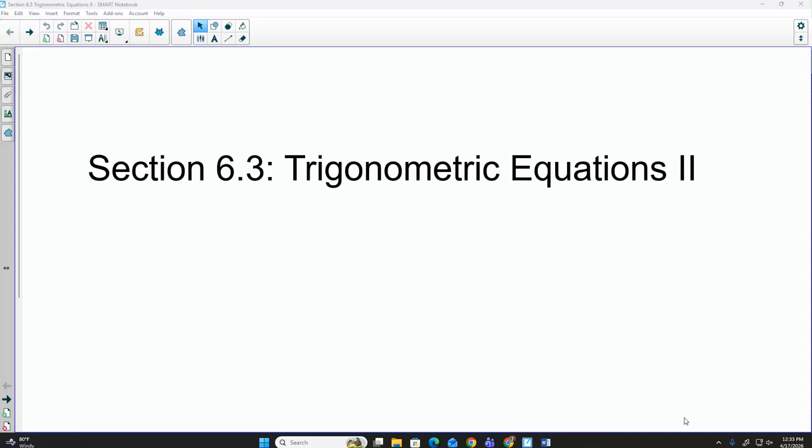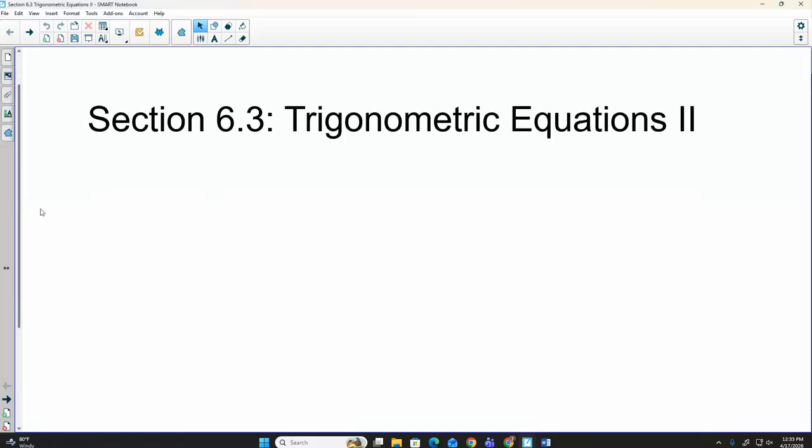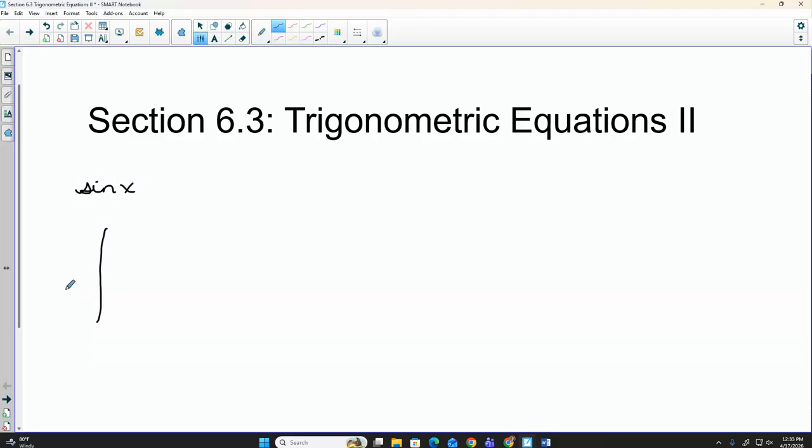Going to keep solving equations today, but these equations are going to have a slight variation to them. All right, think about when we graphed our trig functions. Now, if I just said graph sine x, we knew that graph just went from 0 to 2 pi, right? High point was 1, low point was -1.